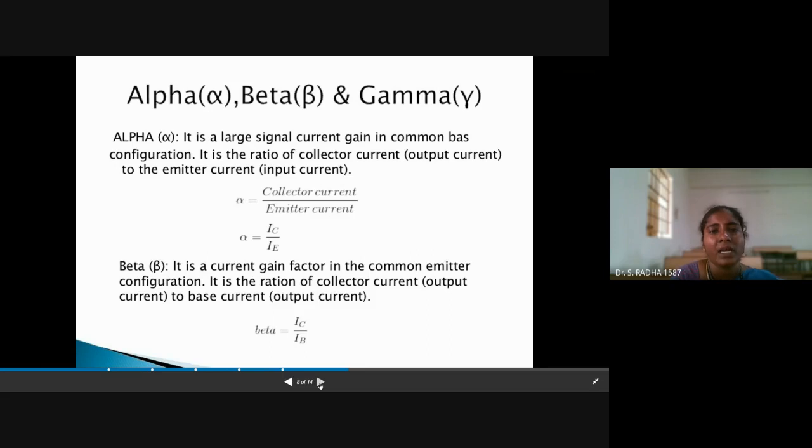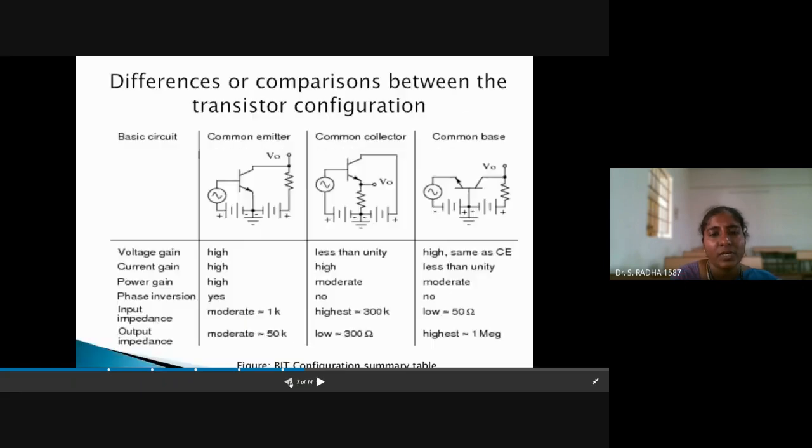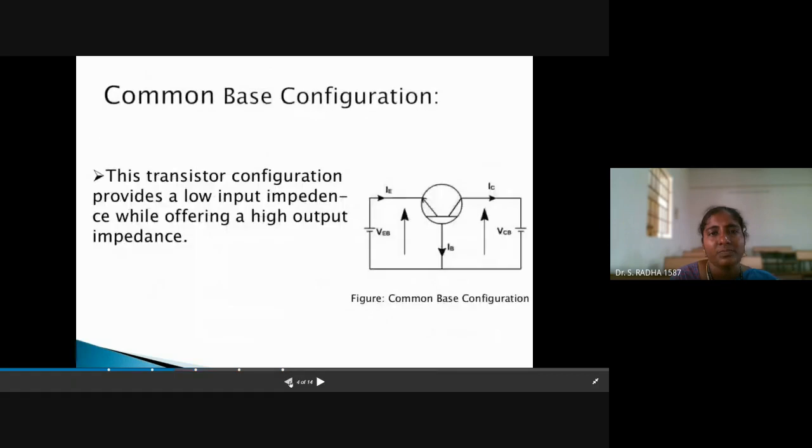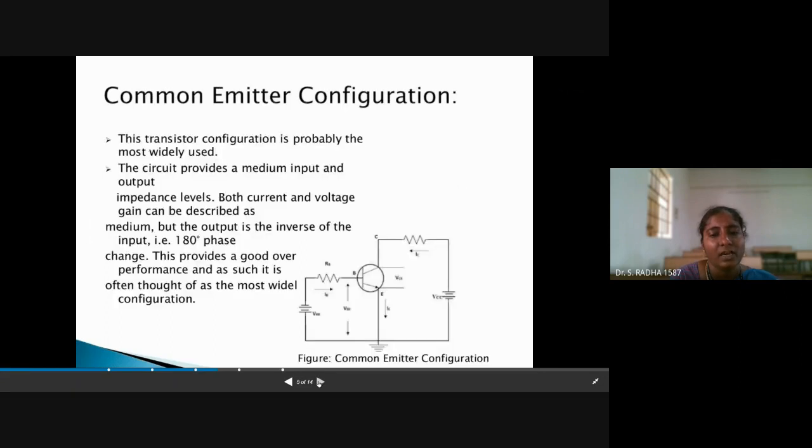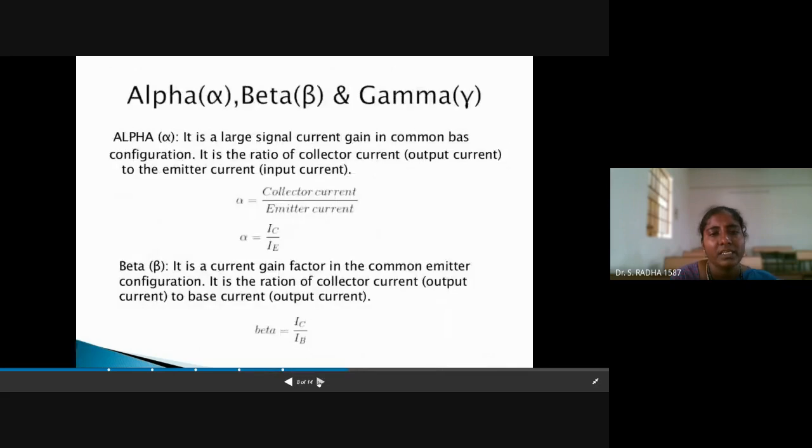Now alpha, beta, gamma I was telling you. So alpha is nothing but output by input. Sorry, it is current gain. I was telling voltage gain. It is current gain. Okay, output current by input current. This alpha is in the case of common base. You can see in the common base, output current is collector current, input current is emitter current. IC by IE is alpha.